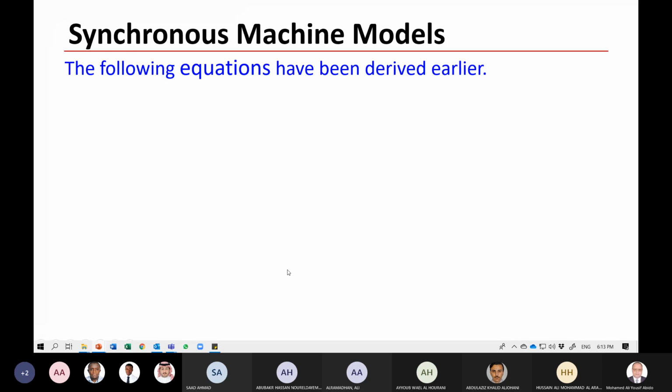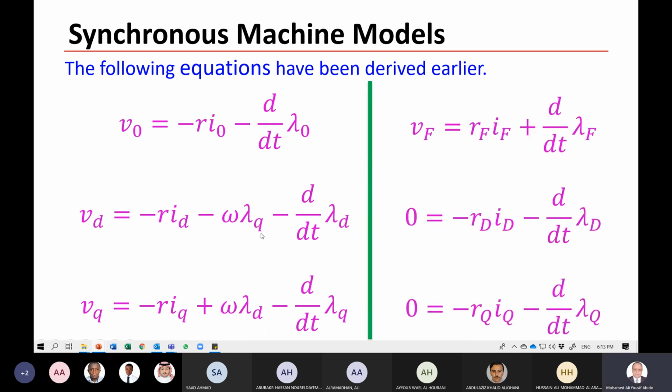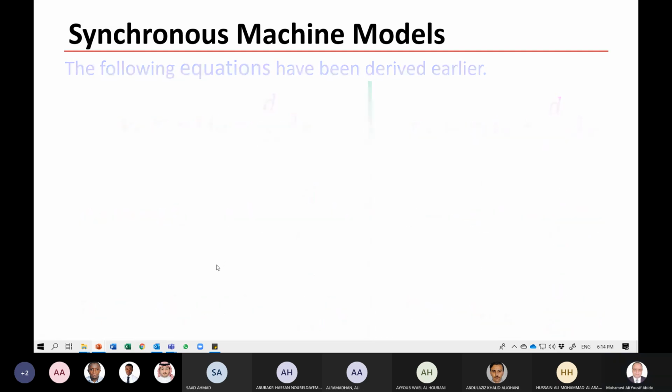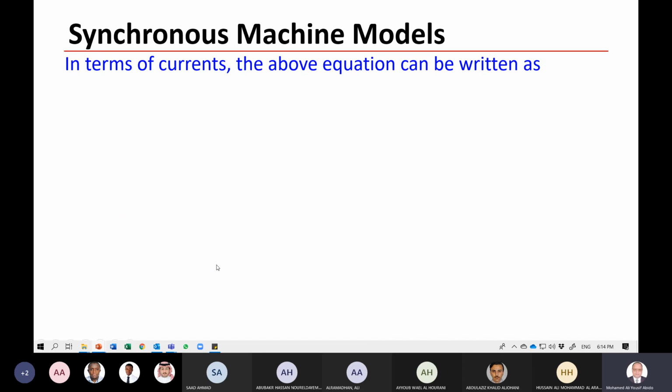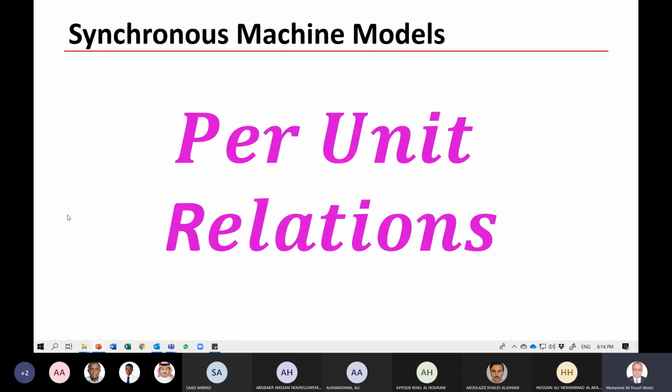So the following equations have been derived earlier. These are the 6 equations of the electrical part. Neglecting this, we have 5 differential equations here. And in terms of currents, the above equation can be written as we did also in the last handout. These are the voltages, and now instead of flux linkage, we have the currents as the states.